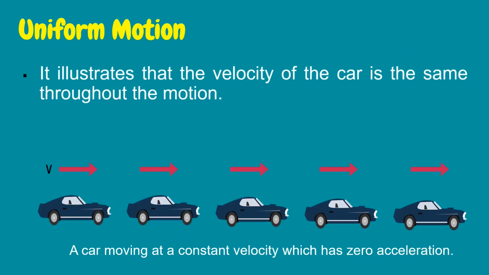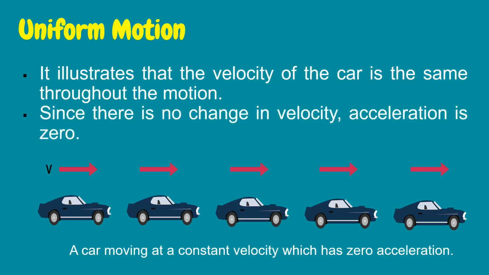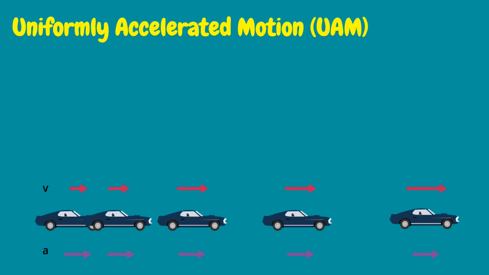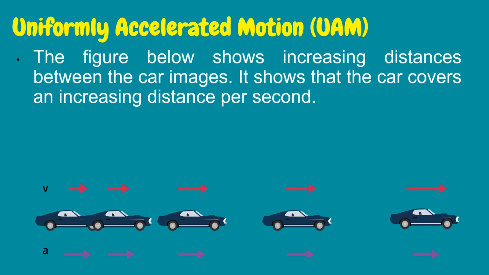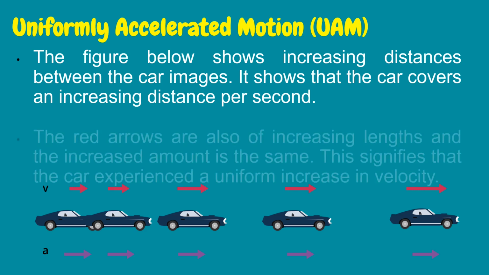It illustrates that the velocity of the car is the same throughout the motion. Since there is no change in velocity, acceleration is zero. On the other hand, let's discuss uniformly accelerated motion or UAM. The figure below shows increasing distances between the car images. It shows that the car covers an increasing distance per second.